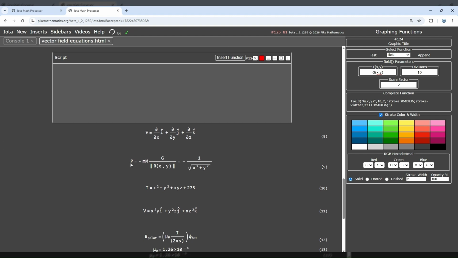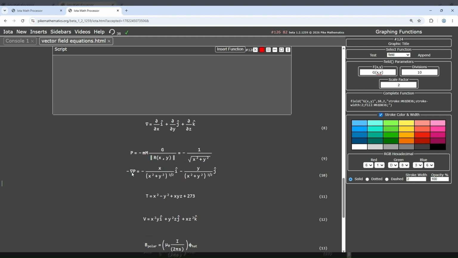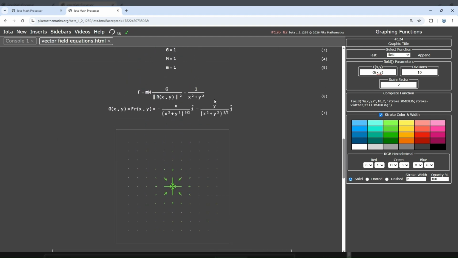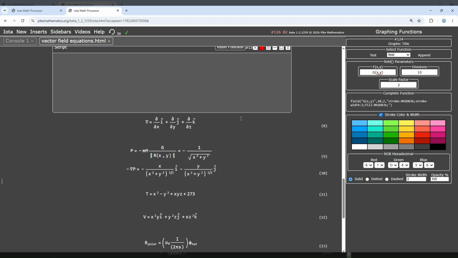Well, first I need a scalar function. So how about this one right here, big P? You'll probably recognize this as the gravitational potential energy. So let's see what happens when I take the negative of the gradient, and to do gradients, you do backslash GRA of P. What is that? What do we get there? There we go. You'll probably recognize this. That's the exact same vector field we previously calculated.